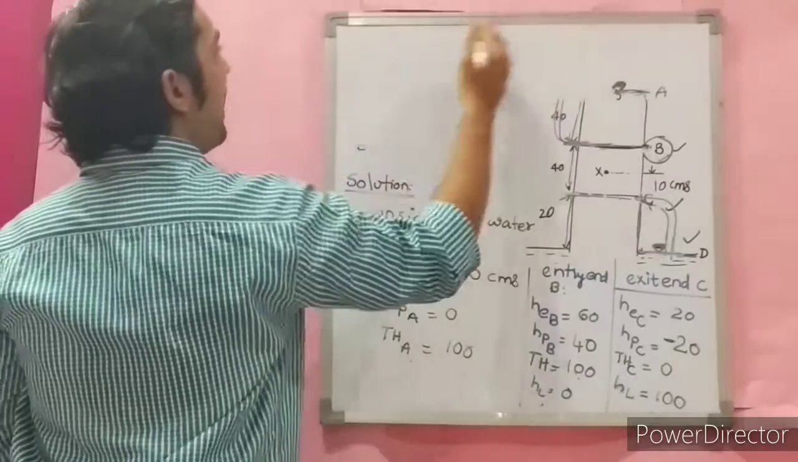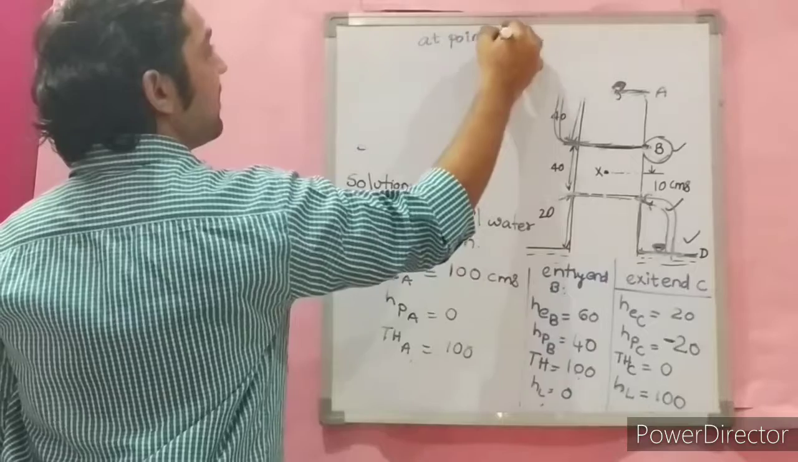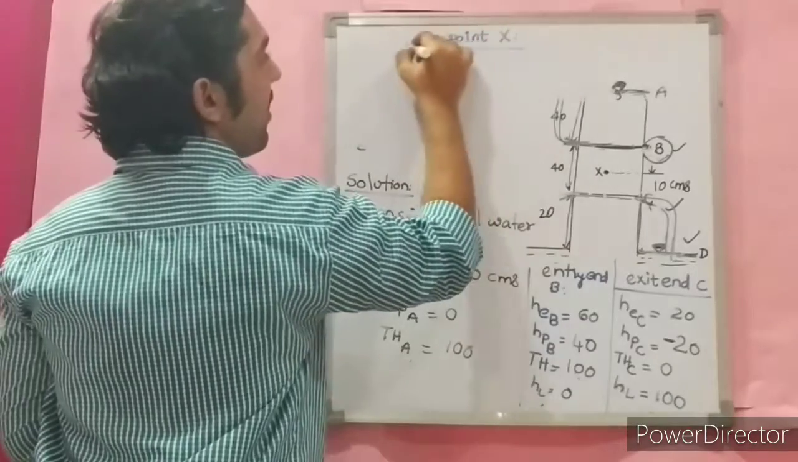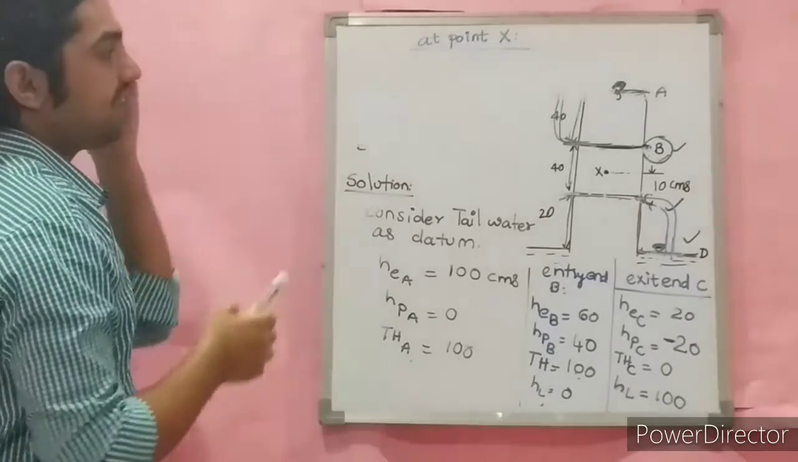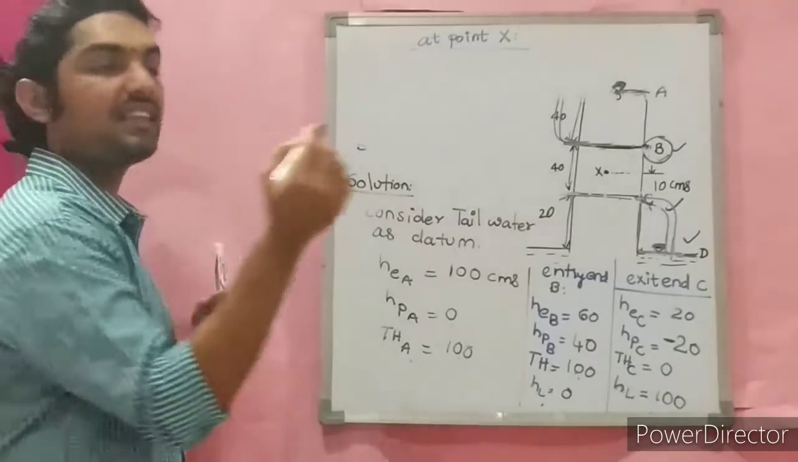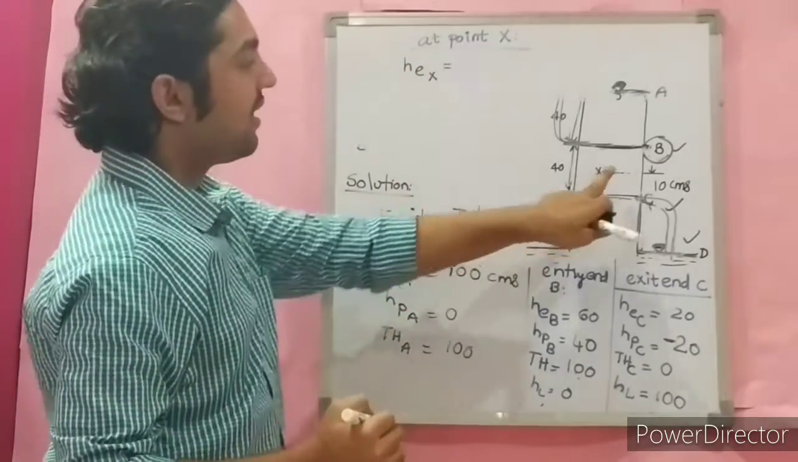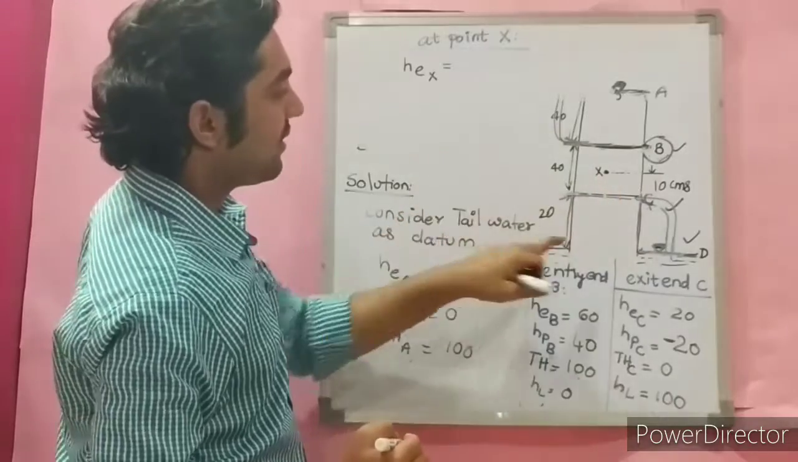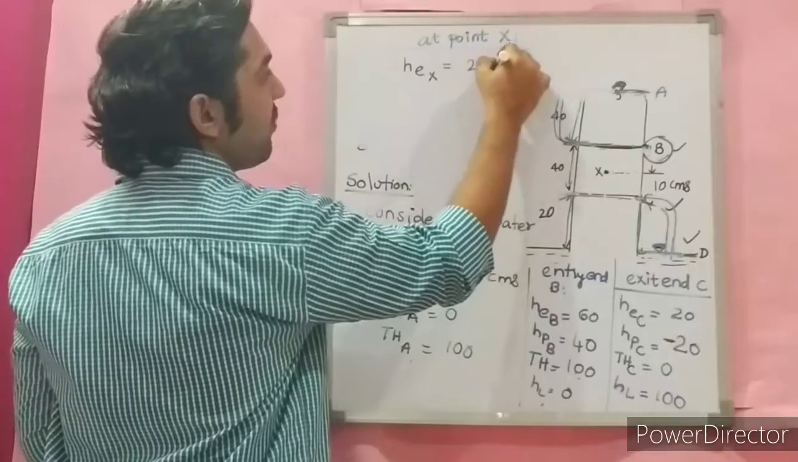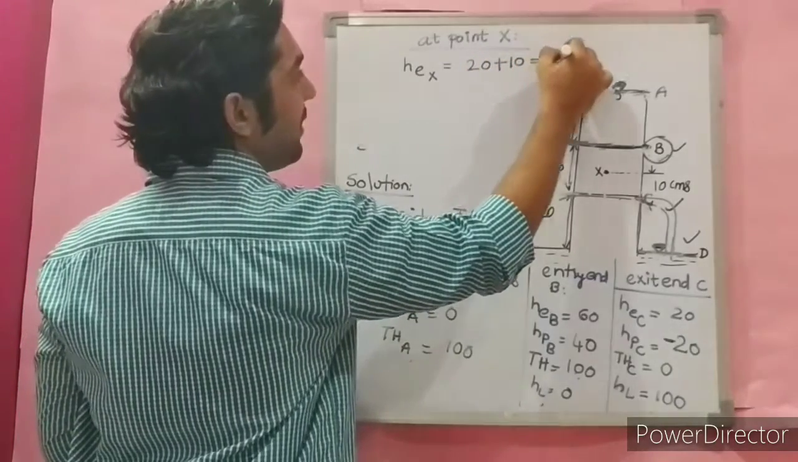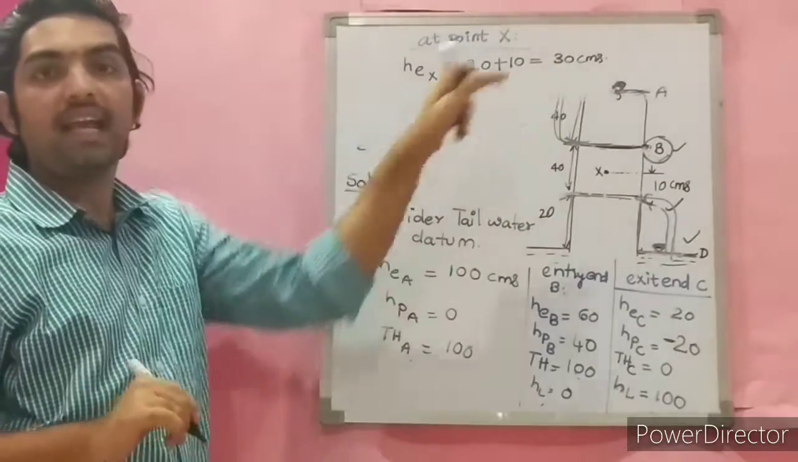Now, at point X, first calculate the elevation head at X. 20 plus 10 is equal to 30 centimeters. This is the elevation head at X.